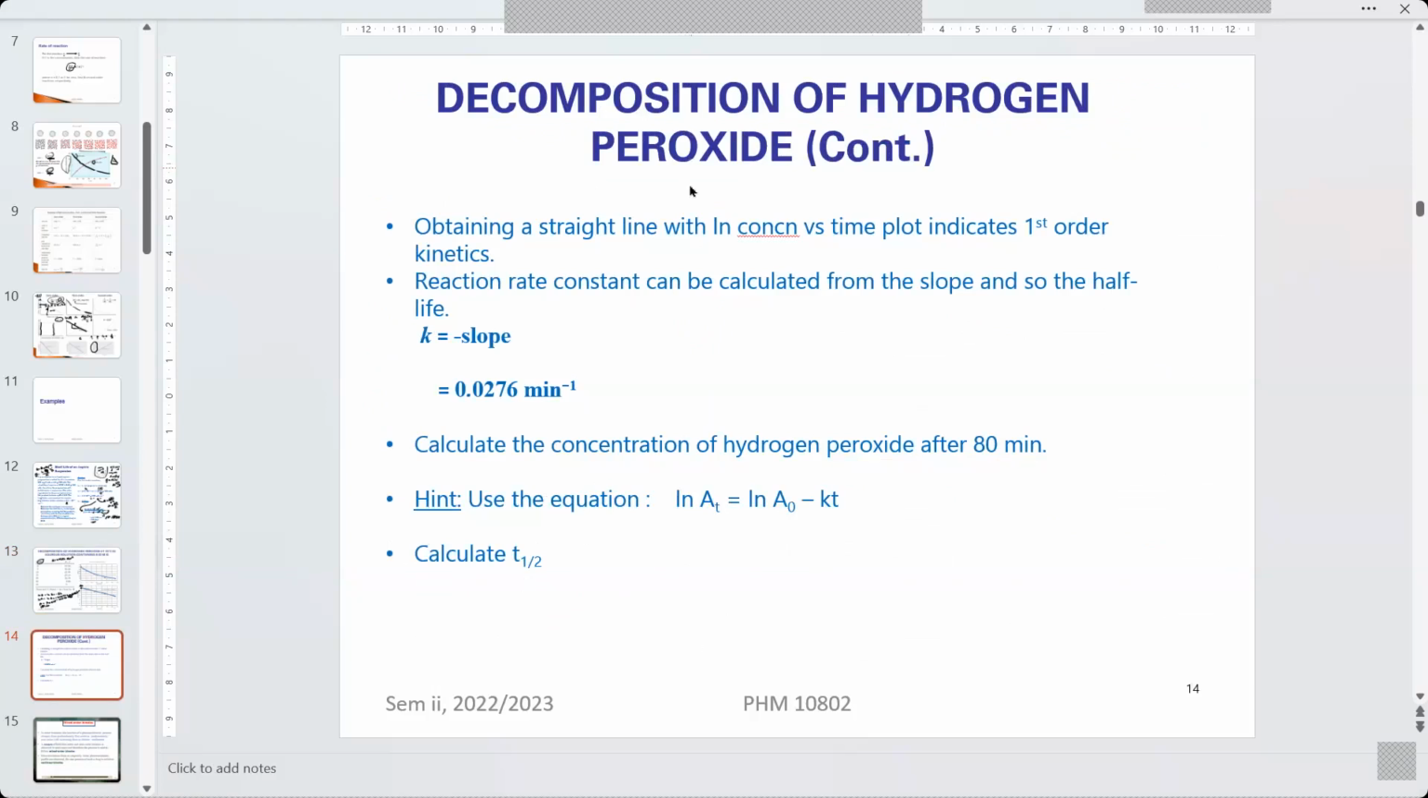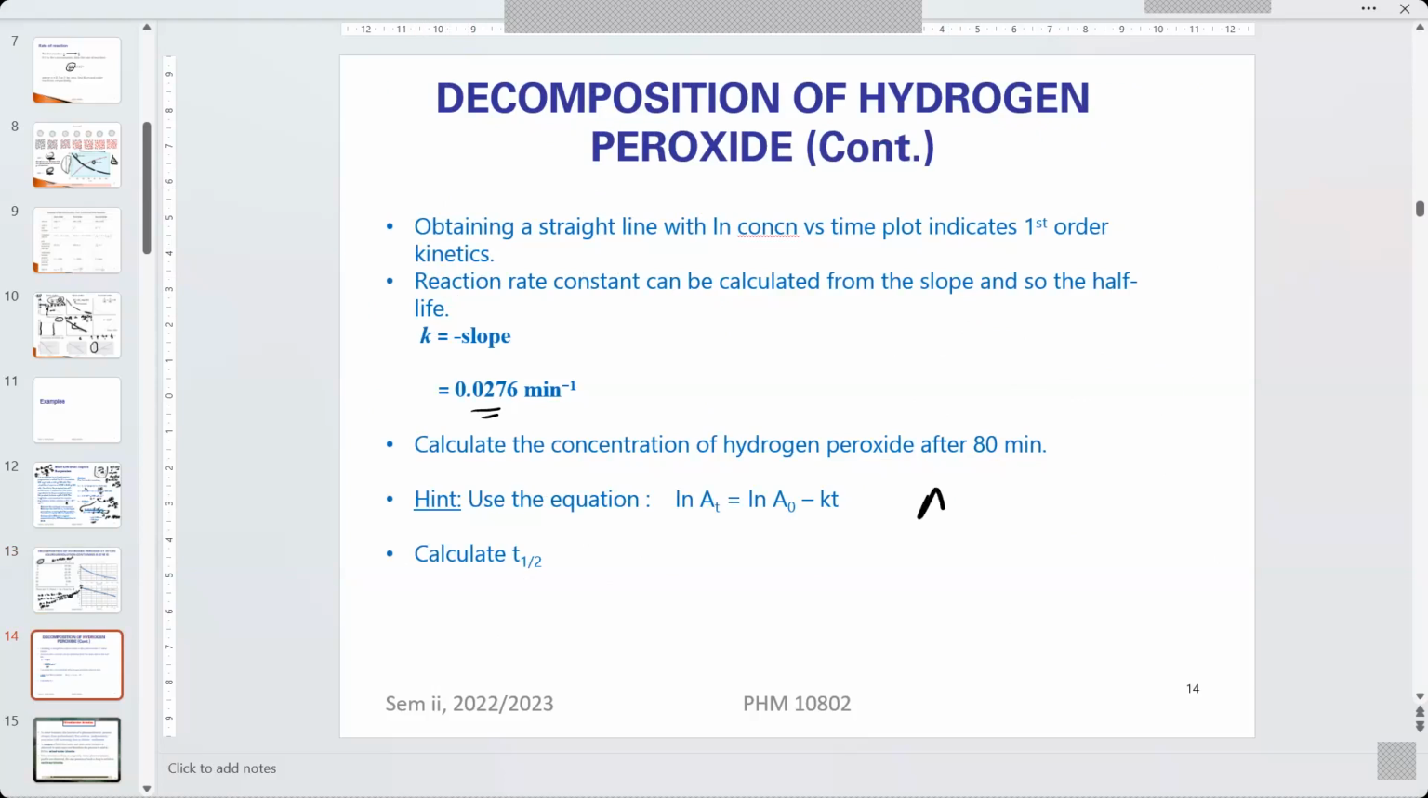So obtaining a straight line with ln concentration versus time plot indicates first order kinetics. As we explained, the reaction rate constant can be calculated from the slope. So slope is negative. You take the positive value only, and it will give you the K. If you want to calculate the concentration of hydrogen peroxide after 80 minutes, then I use this equation.